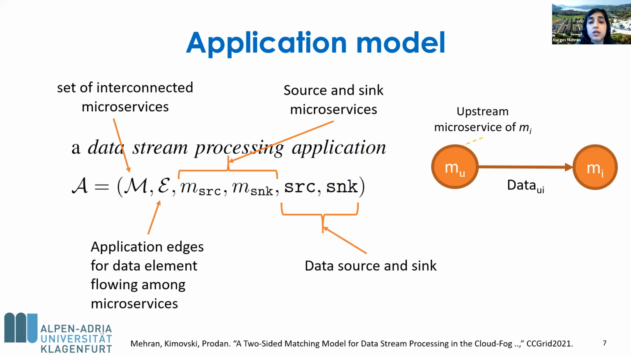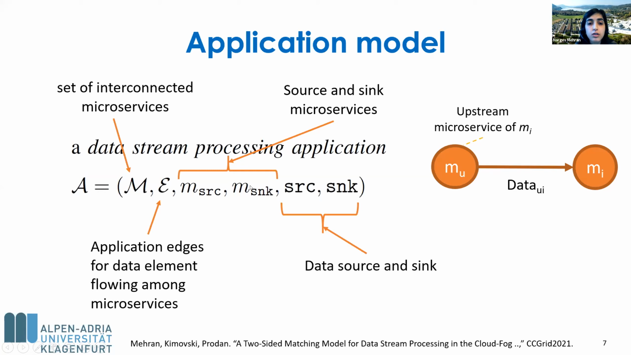So at the beginning, I will start with the application model. We have modeled each application considering this data stream type of application with the different number of microservices that they have. You can see, for example, in this figure that there can be two different microservices, microservice U, which is the upstream microservice for the microservice MI, and then this microservice will generate and flow some sort of data stream consisting of different number of elements towards its downstream microservice.